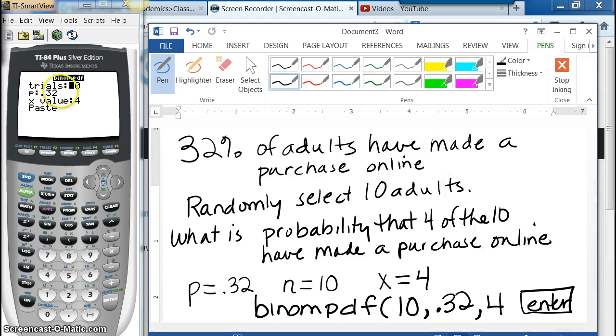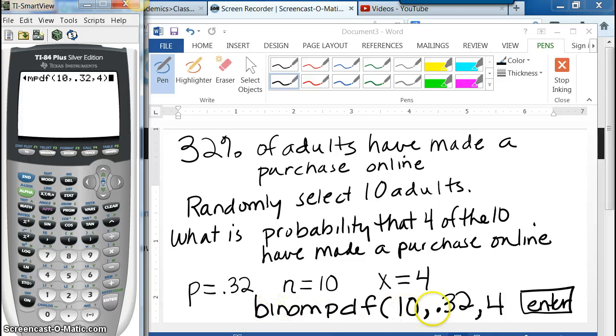For those of you who have a screen that looks like this, you want to type the 10 here, the 0.32 here, and the 4 here. So you have to use your down arrow key to get to each one of those and just type them in. And then come down on the paste and enter.